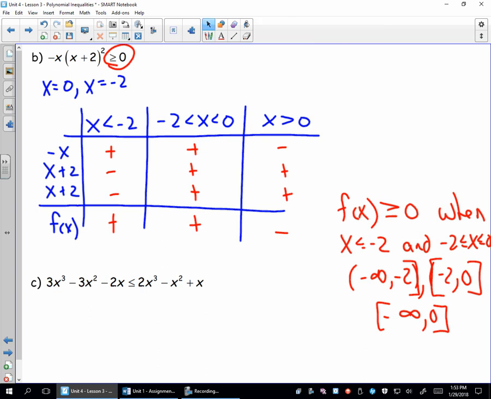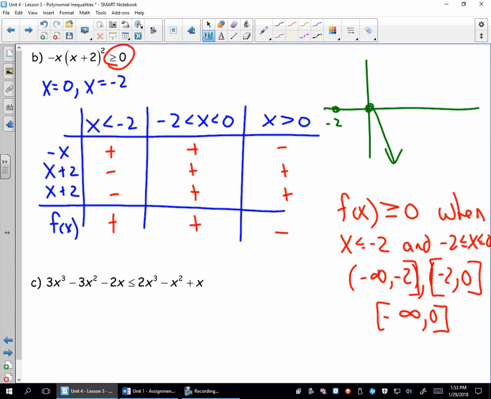Okay, let's prove it with our graph. What do we know from our graph real quick? A 0 at 0, another one at negative 2. It's going to go down to the right. It's a cubic. There's 3 x's. There's a squared and a regular x. So up to the left, I've got a touching 0 at negative 2, a bounce. Looks like that. Where is this function above or equal to 0? All of that and all of that, which matches our math.